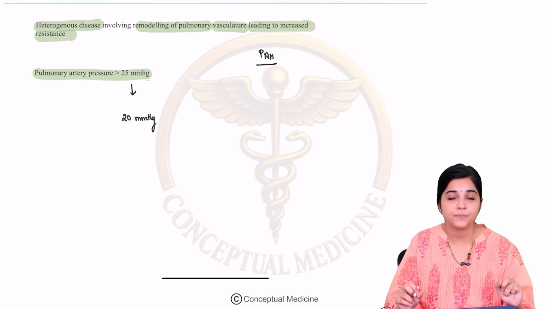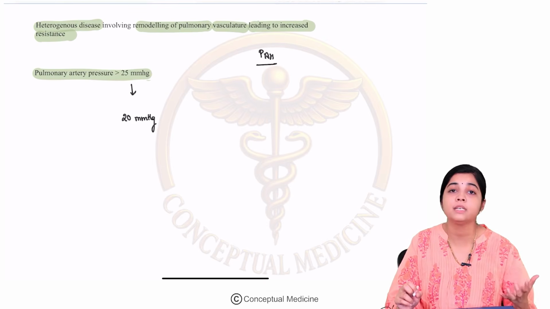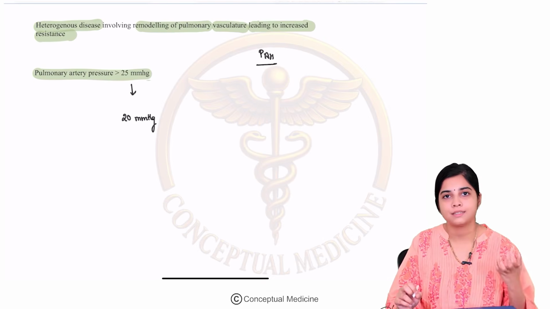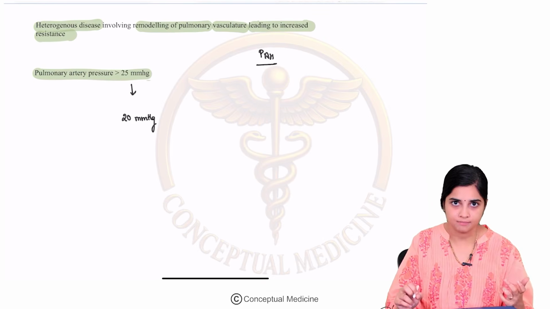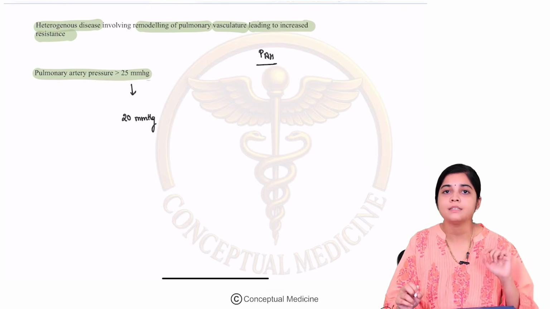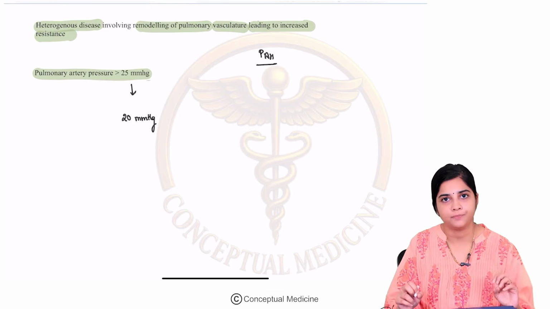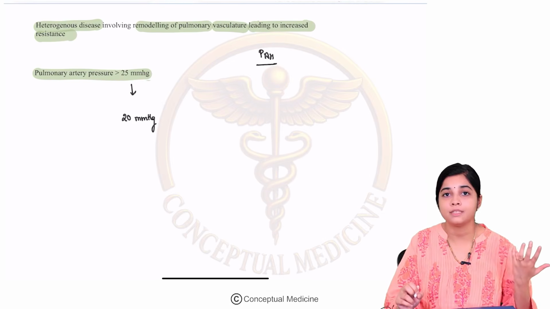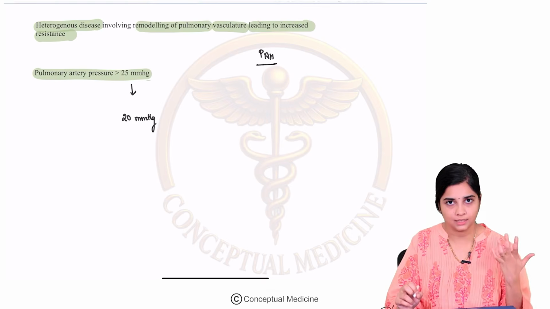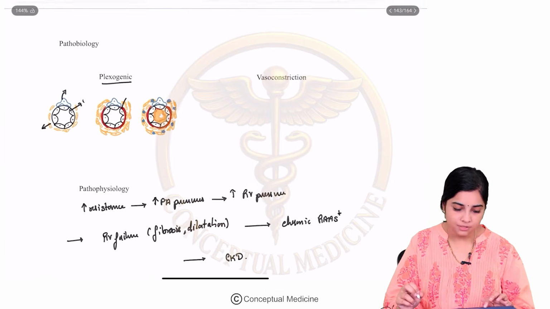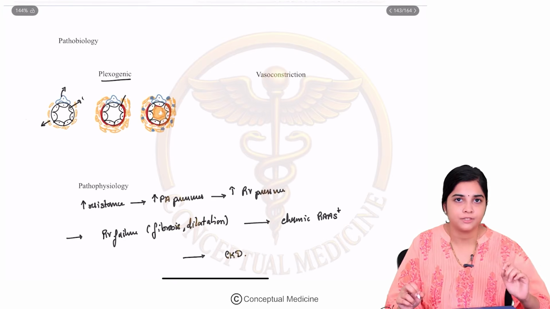Okay, clear? So what is pulmonary hypertension? It is a heterogeneous disorder which involves the remodeling of the pulmonary vasculature, leading to increased resistance within the pulmonary vessels. The two most important causes that you have to remember are left heart disease and an underlying lung pathology. And which are the chambers affected as a result? It is predominantly the right-sided chambers, the RA and the RV. Clear? Now let us look at the pathobiology of pulmonary hypertension.